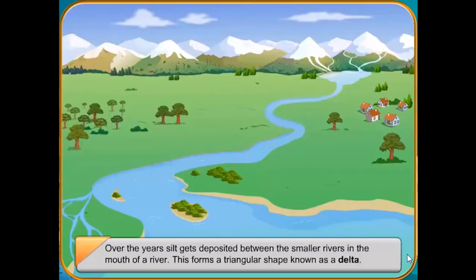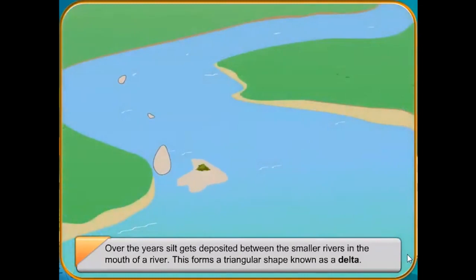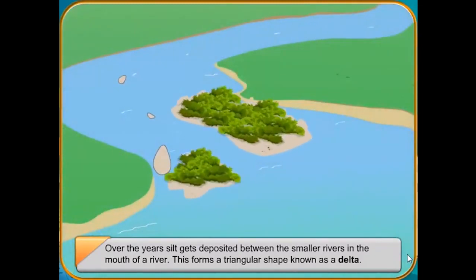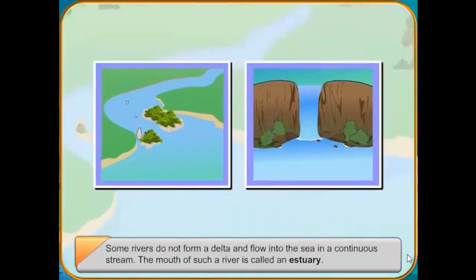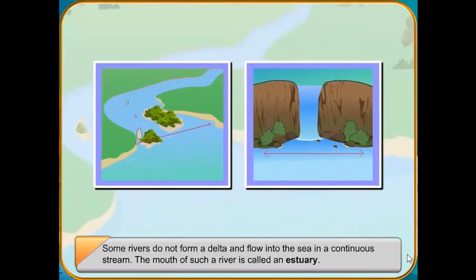Over the years, silt gets deposited between the smaller rivers in the mouth of a river. This forms a triangular shape known as a delta. Some rivers do not form a delta and flow into the sea in a continuous stream. The mouth of such a river is called an estuary.